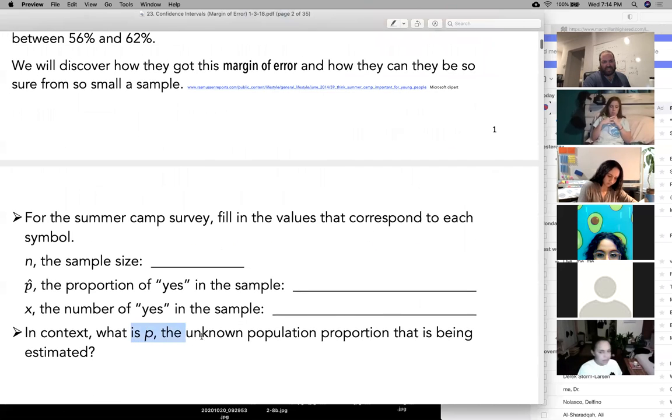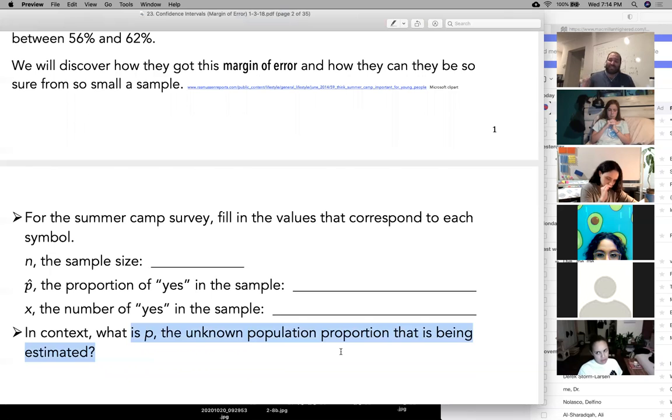Now, what is P? The unknown population proportion that is being estimated. So in the case of significance testing, we always had the P, right? We always said, okay, you think P is this, let's check. Here we have no knowledge of P. So they're not asking for a number here. What they're saying is conceptually, what is it? It is the true percentage of all Americans who think that young children should go to summer camp. It's a concept. It's the true percentage, whatever that is, which we don't know. We're coming up with an interval. We're saying, I think it's in here somewhere.